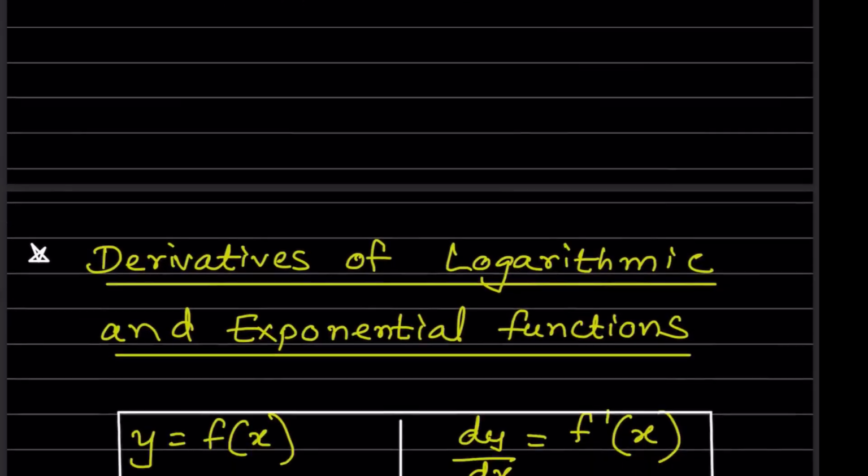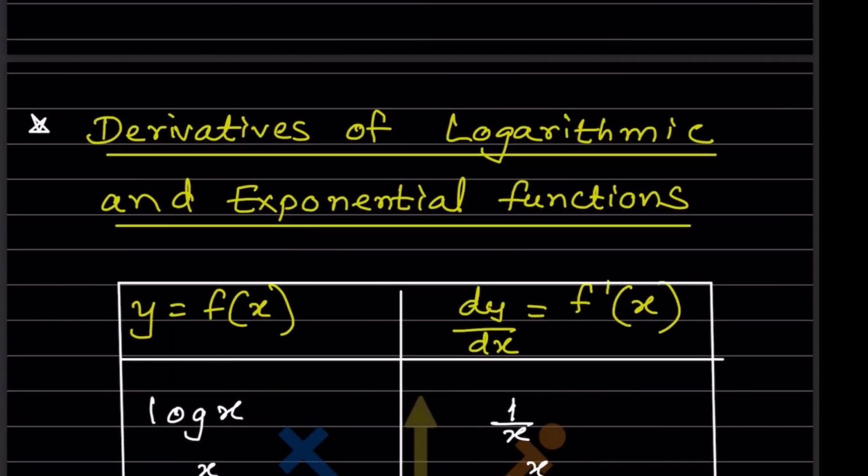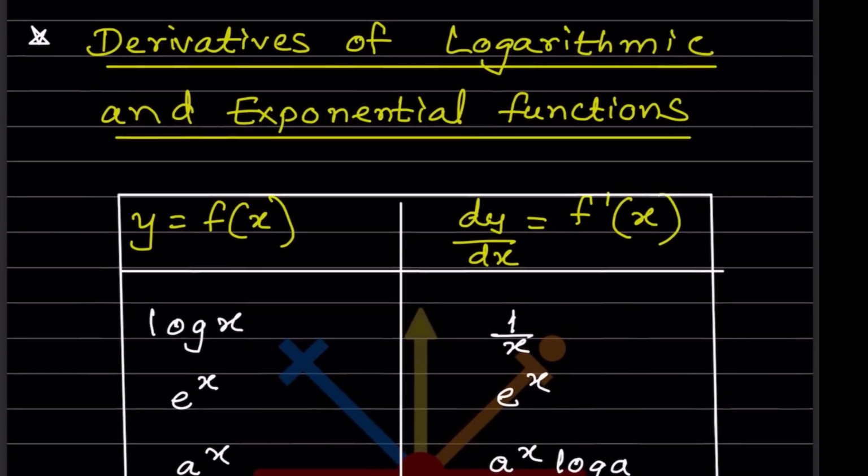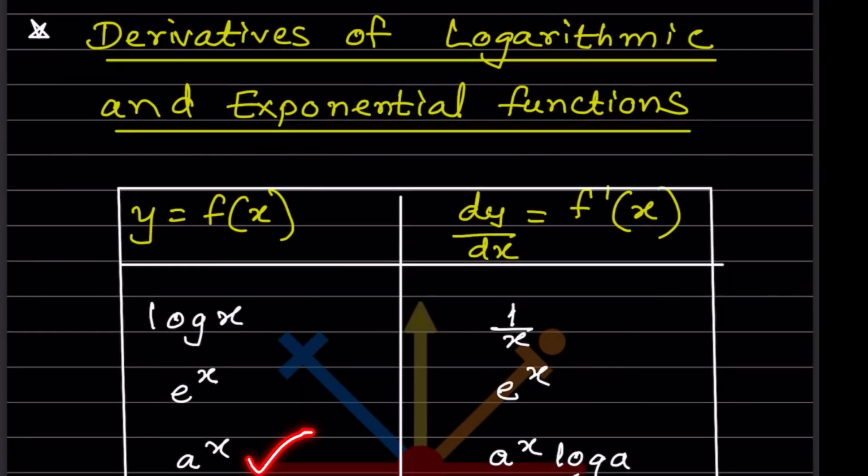Now let us see the derivatives of logarithmic and exponential functions. Whenever there is log of x, the derivative is going to be 1 by x. For e raised to x, it is going to be the same, e raised to x. When it is a raised to x, it is going to be a raised to x log of a. So this is different. Just look at the formulas. The examples I will give you in the next video. So with this we have completed today's work.